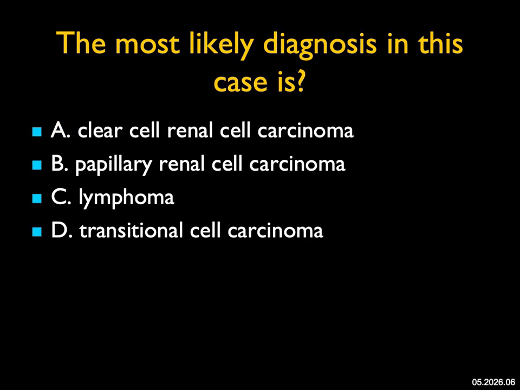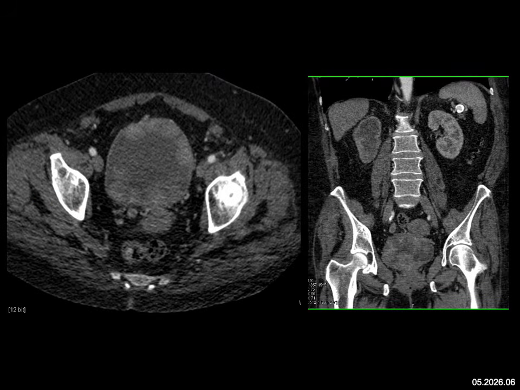The most likely diagnosis in this case, well, if you look in the pelvis, the bladder looks like there are multiple masses in the bladder wall. The first thing I would say is multifocal bladder cancer. Then you look at the kidneys. Left kidney enhances normally. The right kidney looks like it's infiltrated. So now you say I have infiltration of the kidney, multiple lesions in the bladder, clear cell, papillary, renal cell.